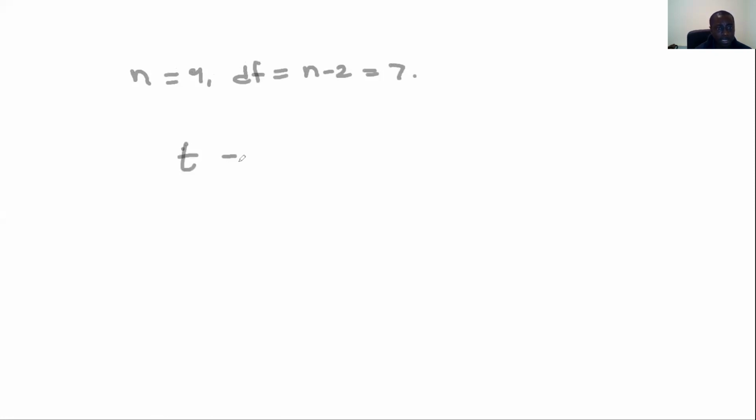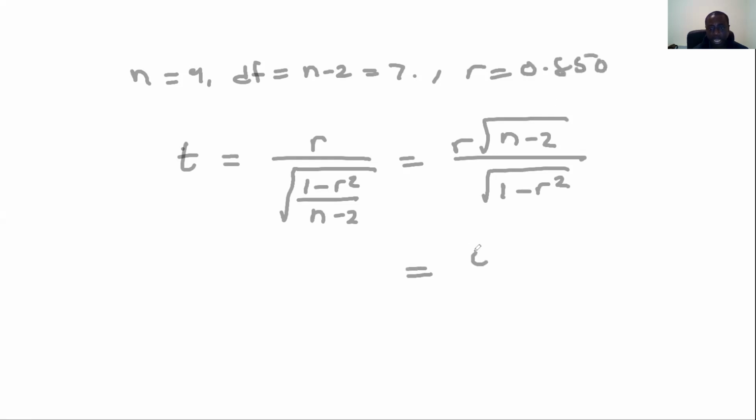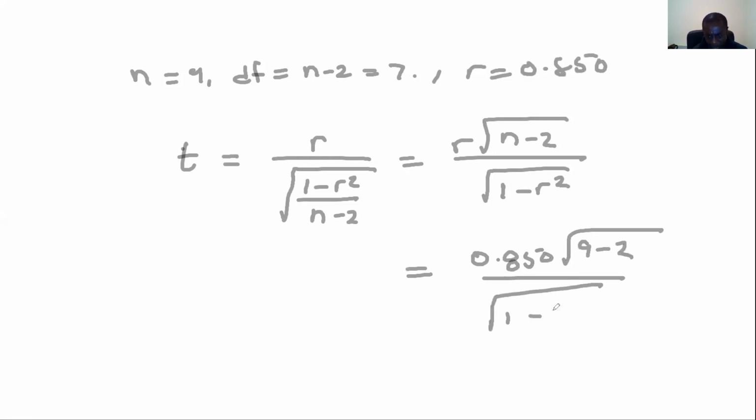The t statistic is given by R times the square root of N minus 2 over 1 minus R squared, which is the same as R times the square root of N minus 2 divided by the square root of 1 minus R squared. Now what was R? R is 0.850. So we have 0.850 times the square root of 9 minus 2 divided by the square root of 1 minus 0.850 squared.